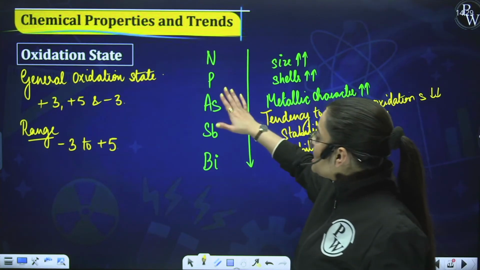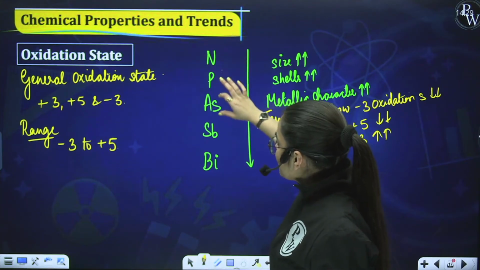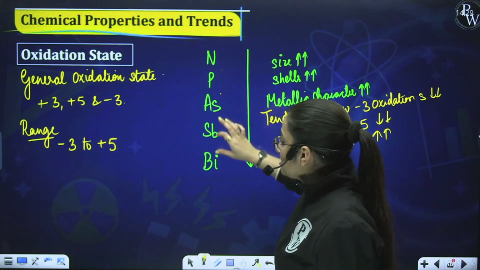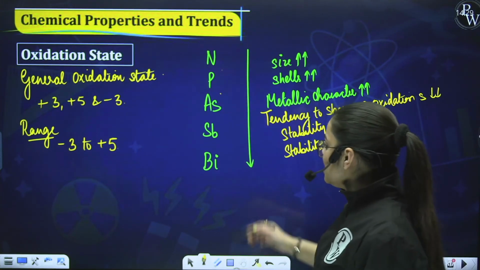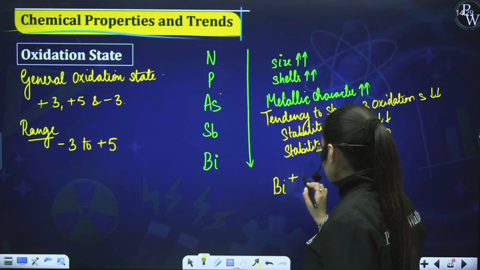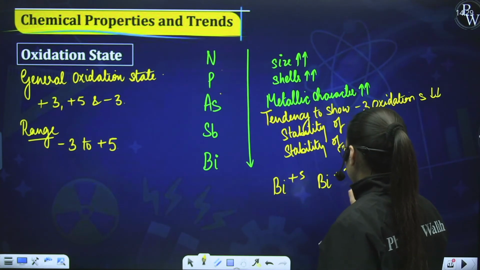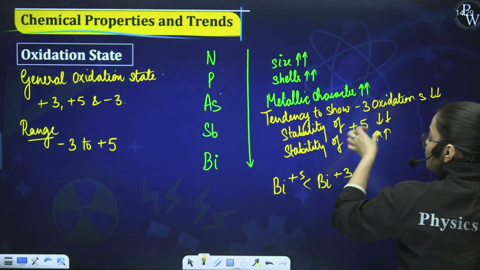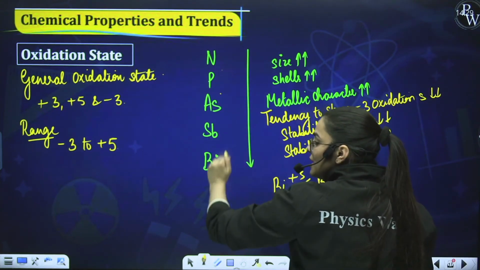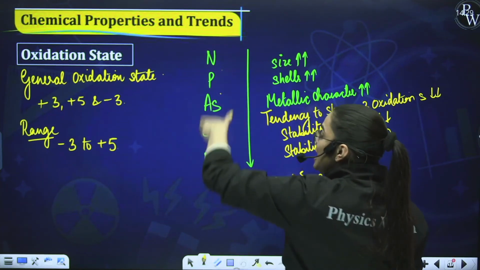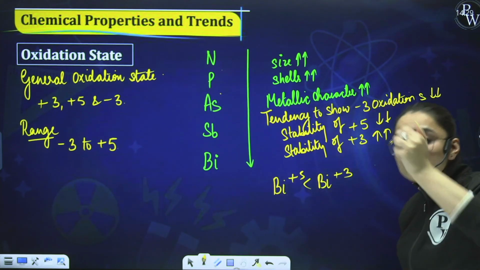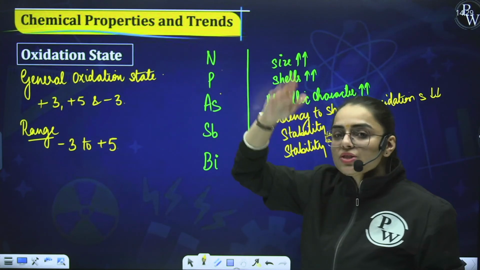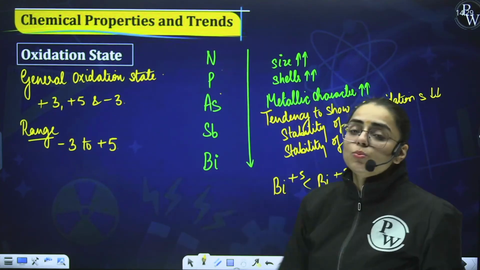So if I say it will have +5 oxidation state, and if I say it will have +3 oxidation state, which will be more stable? If I talk about bismuth, bismuth +5 and bismuth +3, which is more stable? Bismuth +3 oxidation state will be more stable. Why? Because as you move down the group, the stability of +3 oxidation state increases. The lower ones will be more stable in +3 oxidation state, while the higher ones will be more stable in +5 oxidation state, because the stability of +5 decreases. So initial ones are more stable in +5, while the lower ones are more stable in +3.